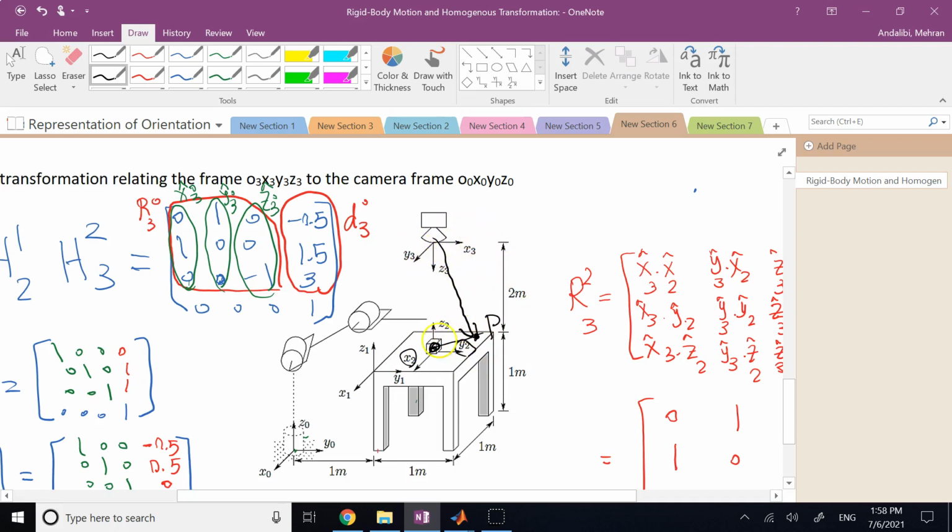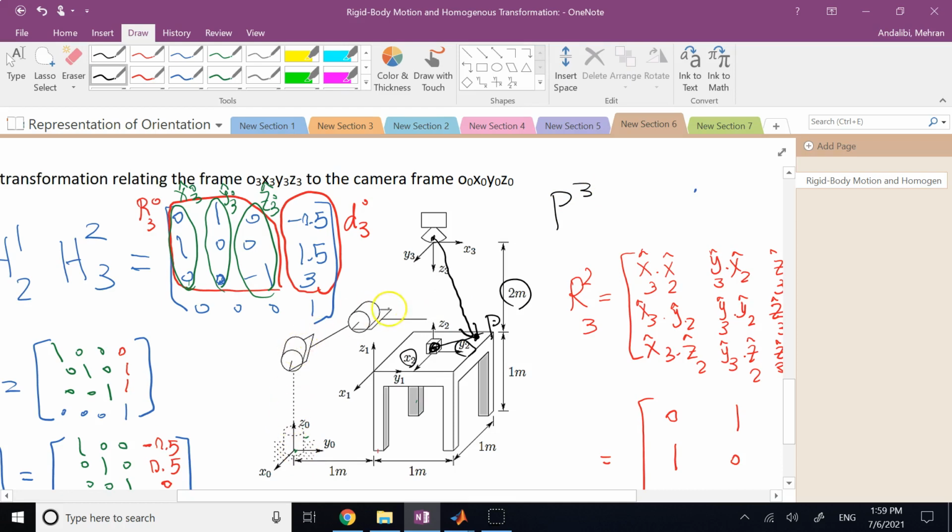But here, you can keep the Z2 with respect to 3 constant at 2 meters. So using the camera and using this distance of 2 meters, you should be able to detect the location of P in frame with respect to frame 3 at any point. So you should be able to get this with your camera.